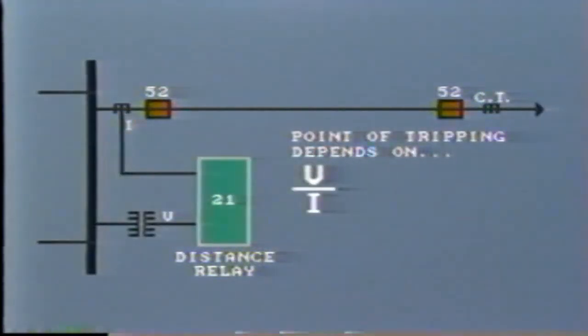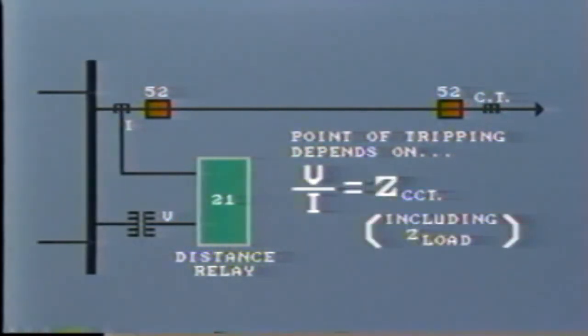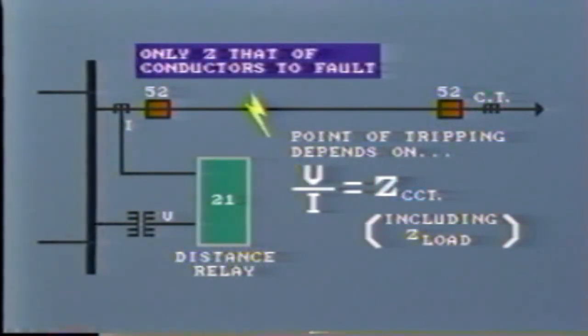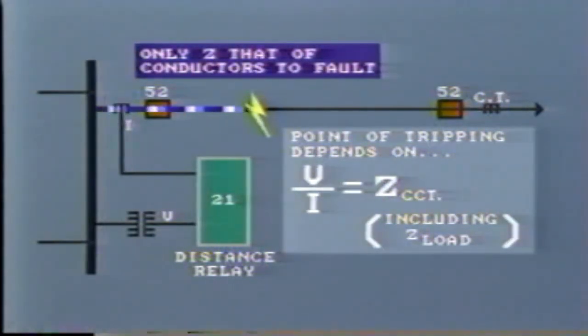Either way, the actual point of tripping depends upon the comparison, that is, the ratio of voltage to current, V over I. The relay is in fact measuring the impedance of the circuit being protected, including the load impedance. However, if we have a fault on the line, say a direct phase-to-phase fault, then the circuit impedance to the fault is only that of the conductors themselves, and as we know, this is a relatively small value. Indeed, this is the very reason that the current increases to such a high magnitude. So the relay is set to operate when the measured impedance falls below a specific value.